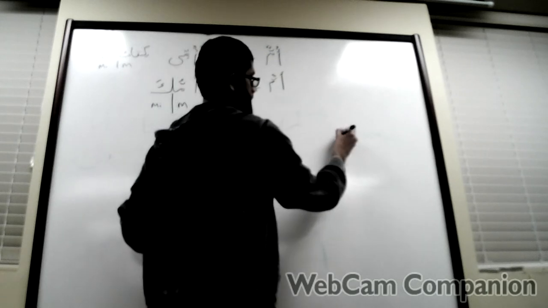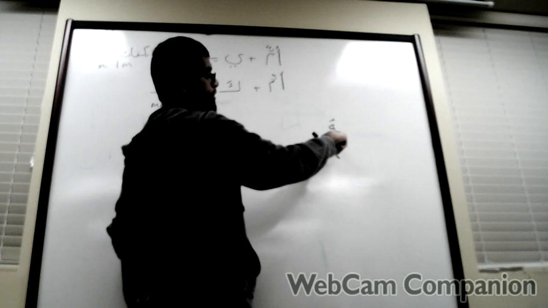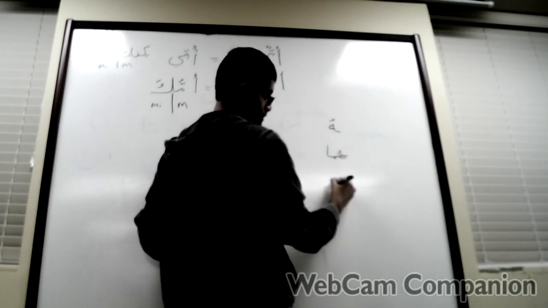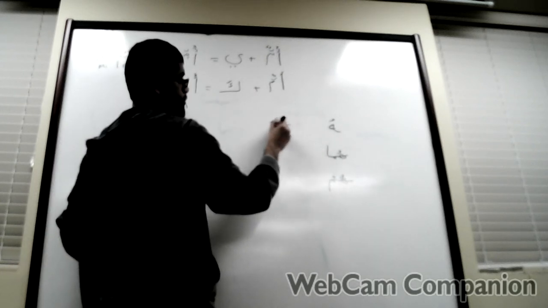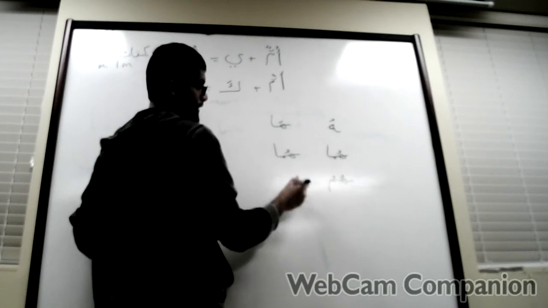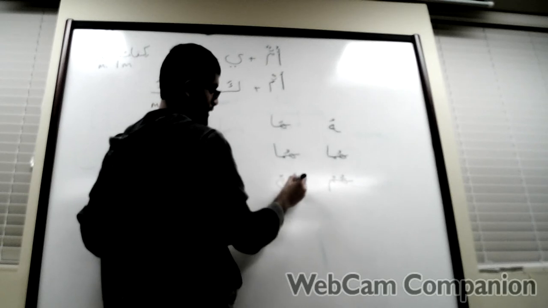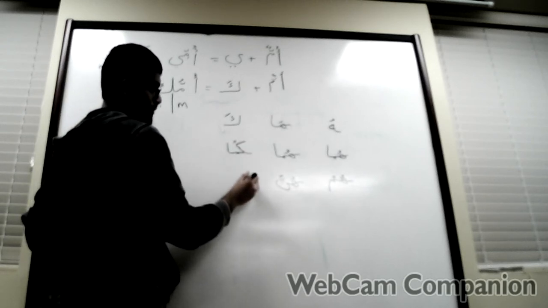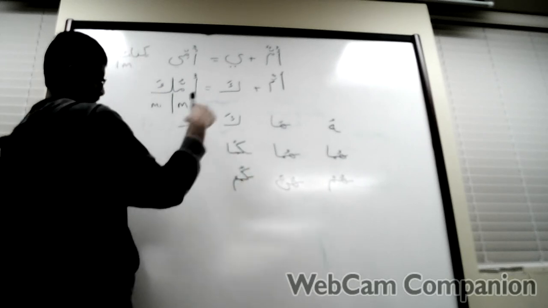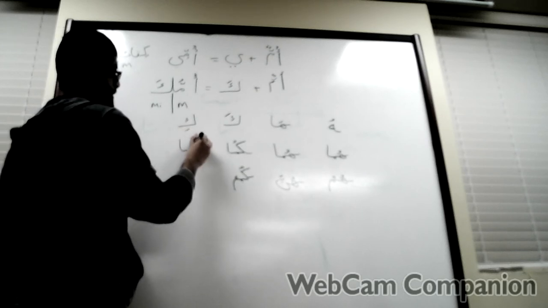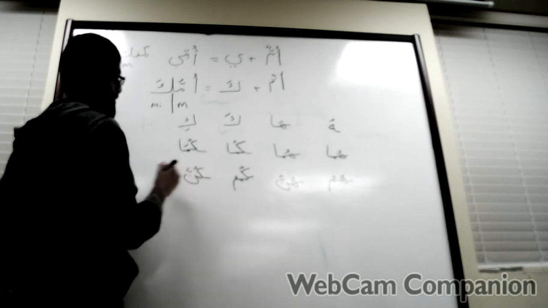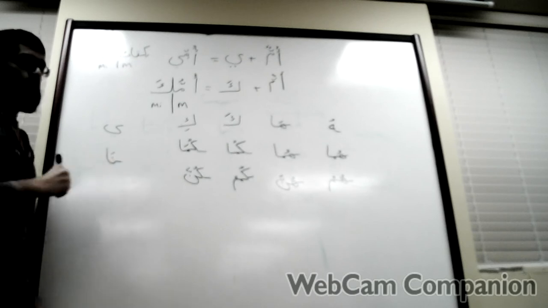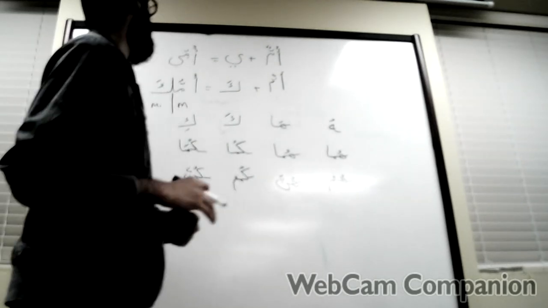So let's list them all now. For his mother, it's going to be ummuhu, and then their two mothers, ummuhuma, and their mother plural, ummuhum. And then for her mother, ummuha, ummuhuma, and then ummuhunna. Then your mother, ummuka, your two mothers, ummukuma, and then ummukum. And then your female, ummuki, ummukuma, ummukunna. And then my mother, ummi, and our mother, ummuna. And so you usually hear Ummuna Aisha, our mother Aisha radiallahu anha.